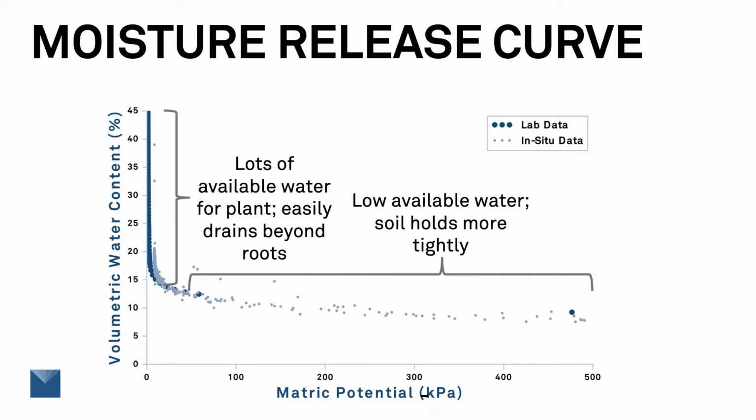The art of irrigation, the art of growing plants, is to keep this in the range right about here, from about negative 10 to negative 100 kilopascals, where the plants can take it up. It's not draining, but it's not too hard for the plant to grab. It's a great thing to actually know.